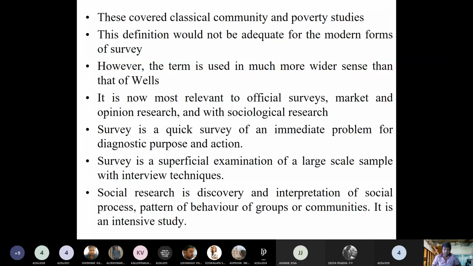A survey is a superficial examination of a large-scale sample with interview techniques. Social research is the discovery and interpretation of social processes and patterns of behavior of groups and communities. It is an intensive study. A social survey is an intensive study. We do an intensive study through social survey.